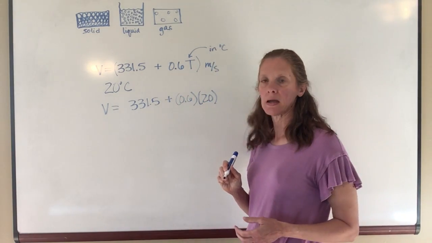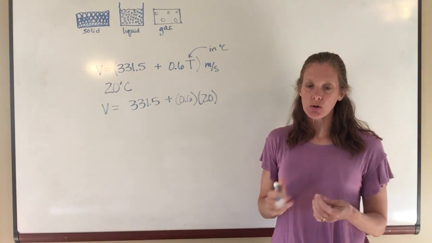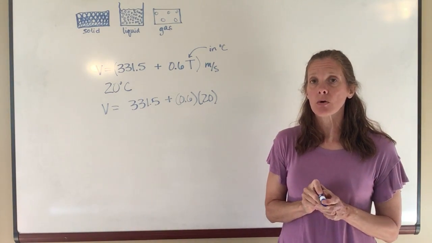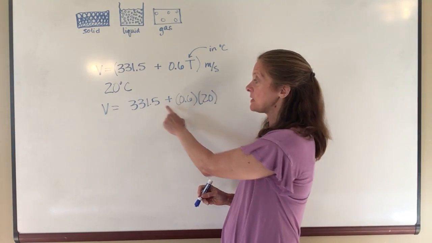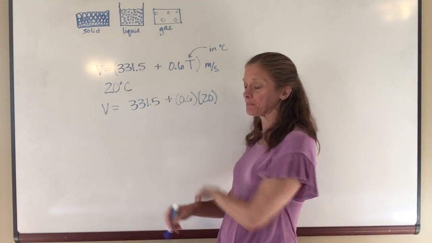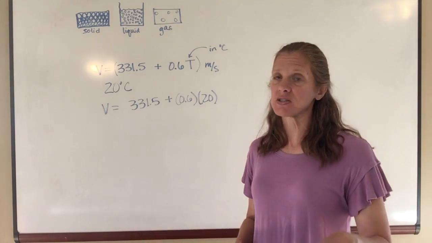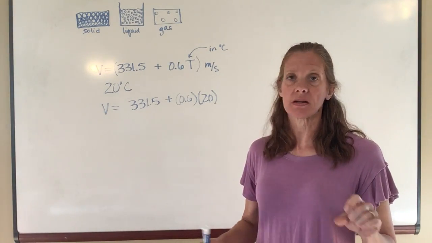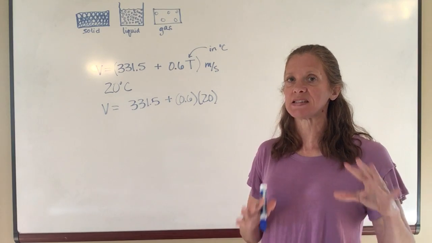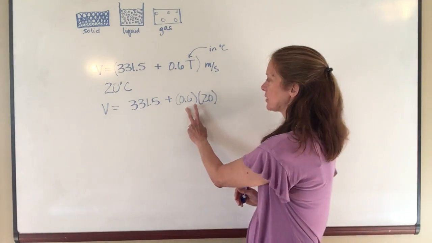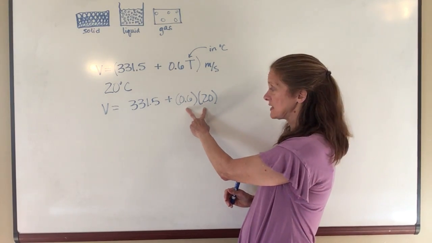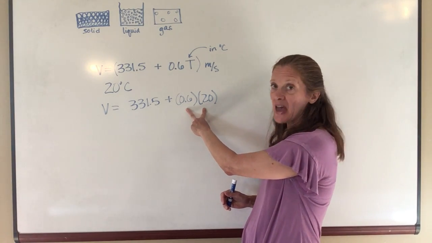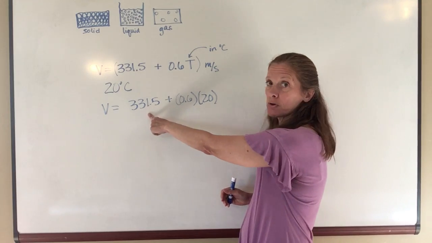Okay, now if you've studied order of operations already, you know that the multiplication has to be done before you do the addition. So if you have just a standard calculator, not a scientific calculator, make sure that you type this piece in first, 0.6 times 20, and then add the 331.5.